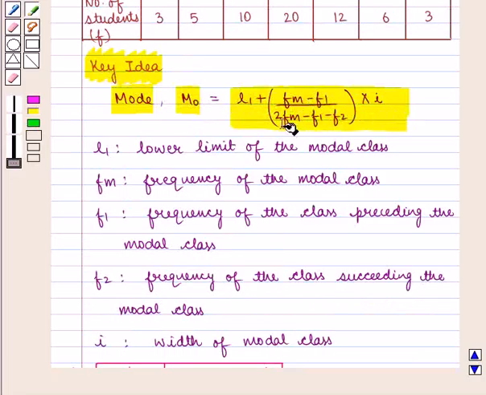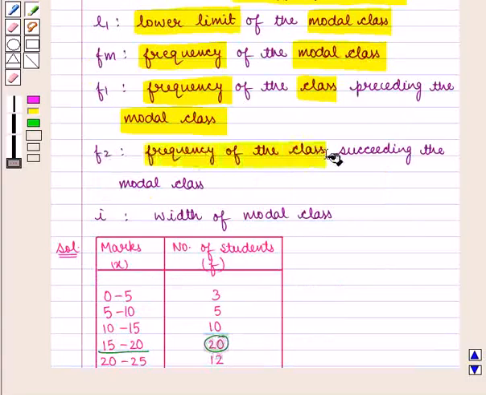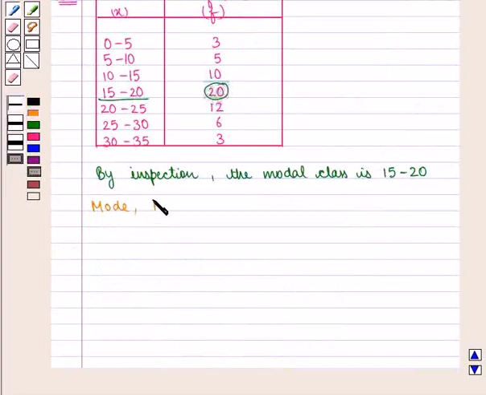Now from the key idea, we know that mode M0 is given by L1 plus (Fm minus F1) upon (twice of Fm minus F1 minus F2) into I, where L1 is the lower limit of the modal class, Fm is the frequency of the modal class, F1 is the frequency of the class preceding the modal class, F2 is the frequency of the class succeeding the modal class, and I is the width of the modal class. So we have mode M0 is equal to L1 plus (Fm minus F1) upon (twice of Fm minus F1 minus F2) into I.